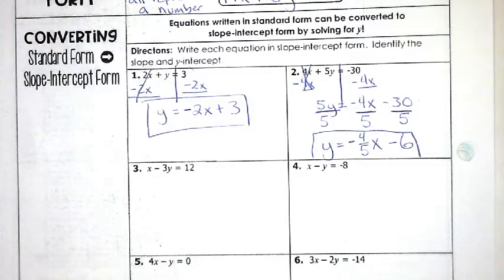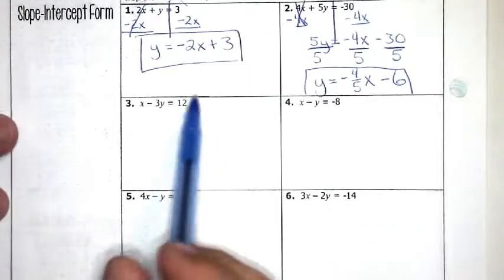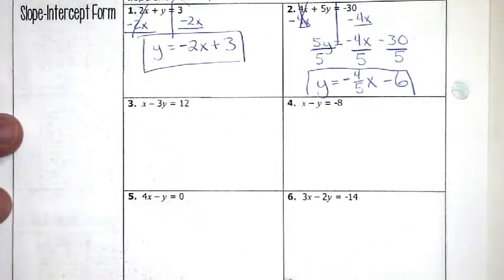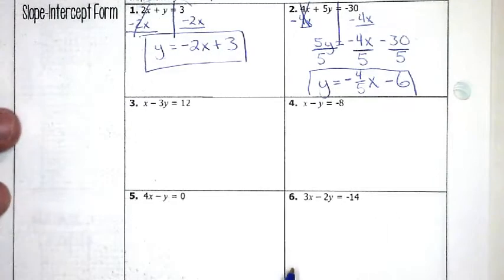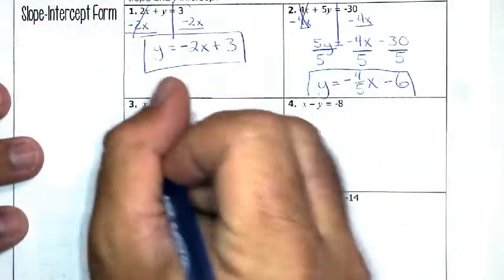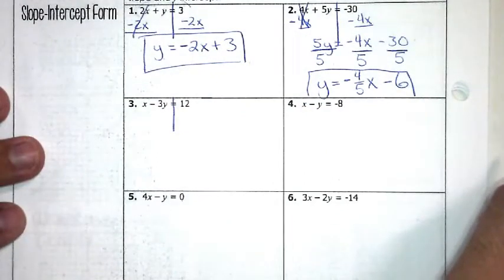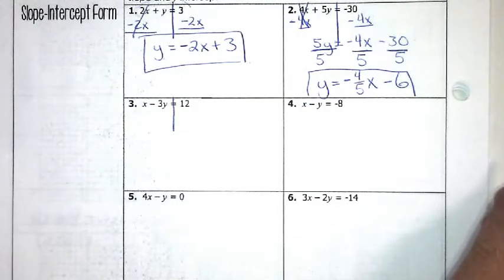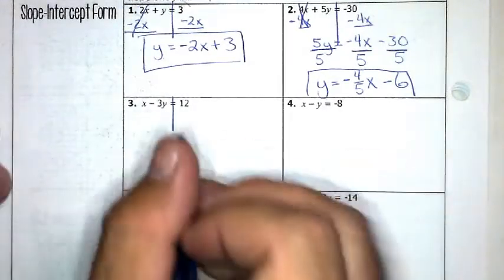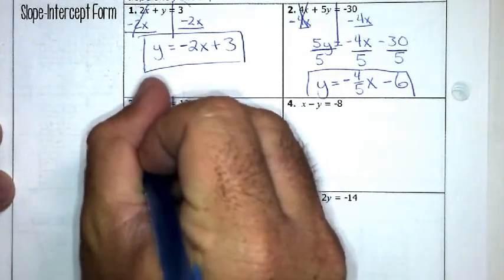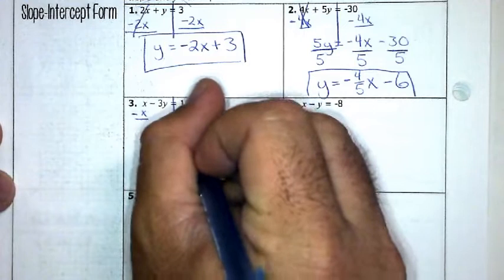Let's do 3. I'm going to draw my line, because that's what I taught y'all a while back. Goal is to get everything away from the y. So that's what I'm going to do. Subtract x, sorry, slip of the tongue. Subtract x because I'm trying to get it to the other side.